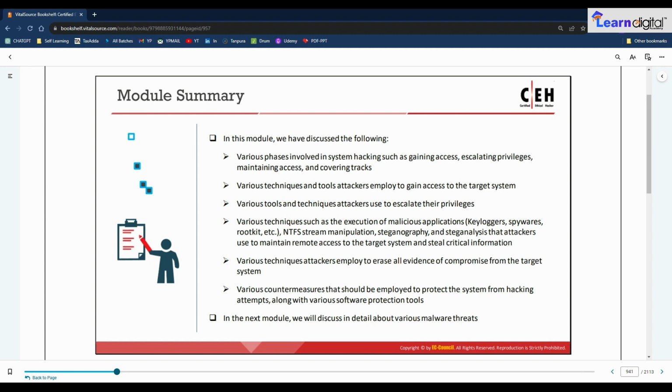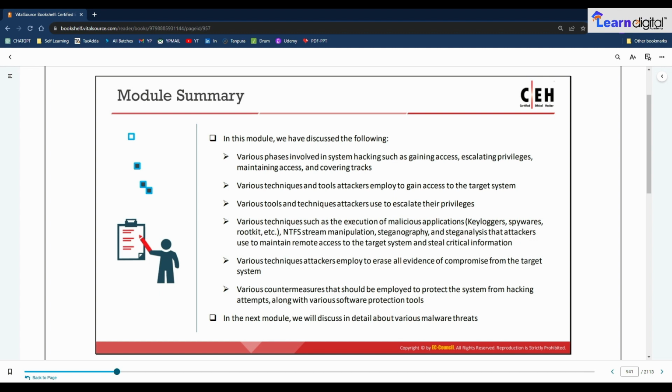It explained various techniques such as the execution of malicious applications like keyloggers, spyware, rootkits, etc., NTFS stream manipulation, steganography, and steganalysis, which attackers use to maintain remote access to the target system and steal critical information. It also elaborates on the various techniques used by attackers to erase all the evidence of the compromise from a target system.